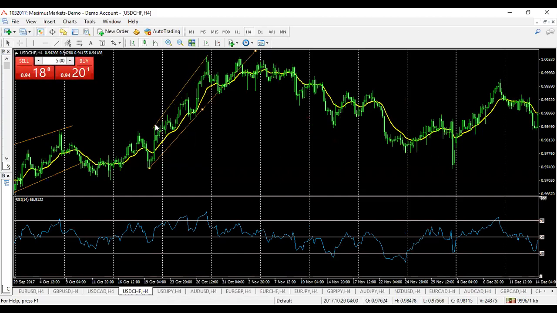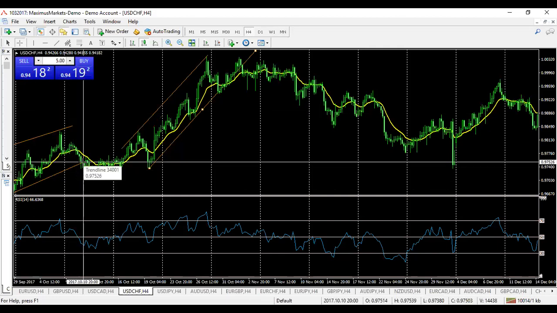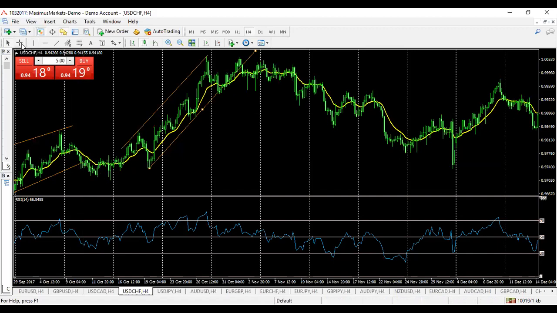Okay, let me connect it to this. Perfect. Now look at this. If I have this situation and I draw this channel and I have a breakout this week, look at what happened. Very long downtrend. This one gives us a short downtrend, but there's surely going to be a movement. You can see this is about 30-something pips.